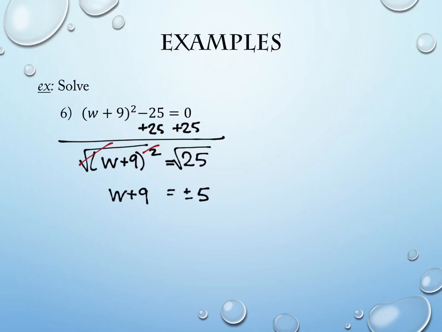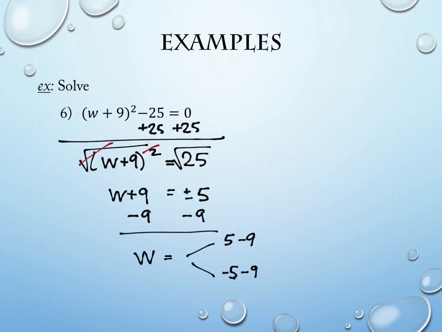Now this one's different than the last one. I don't have any radical piece left. So when I move my last bit of information, that is my positive 9, I will be able to combine it with the 5 and the negative 5. So I'm going to subtract my 9. And I will have 2 answers. One answer is the positive 5 minus 9. The other answer is the negative 5 minus 9, right? Plus or minus 5.